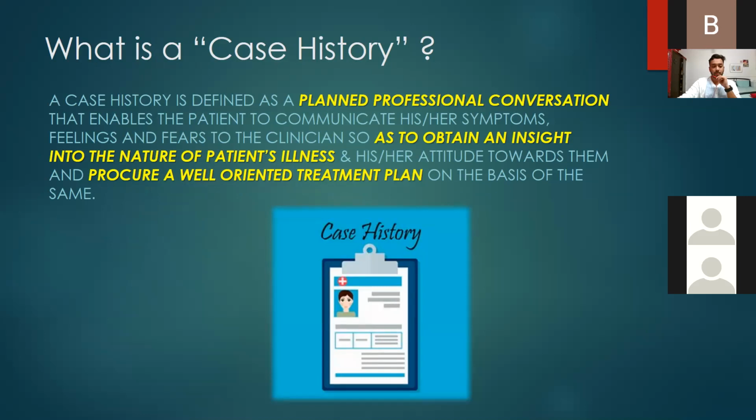We have so many definitions, it can be a professional conversation, many things, but how to put it into particular words so that you have a proper definition. Case history is defined as a planned professional conversation that enables the patient to communicate his or her symptoms, feelings, and fears to the clinician so as to obtain an insight into the nature of the patient's illness and his or her attitude towards it, and procure a well-oriented treatment plan on the basis of the same.